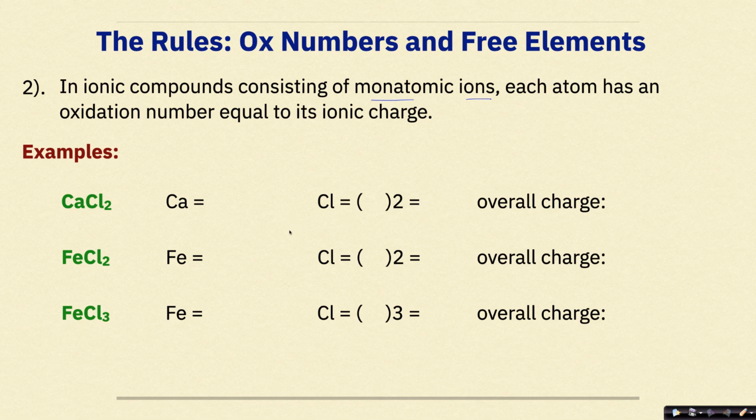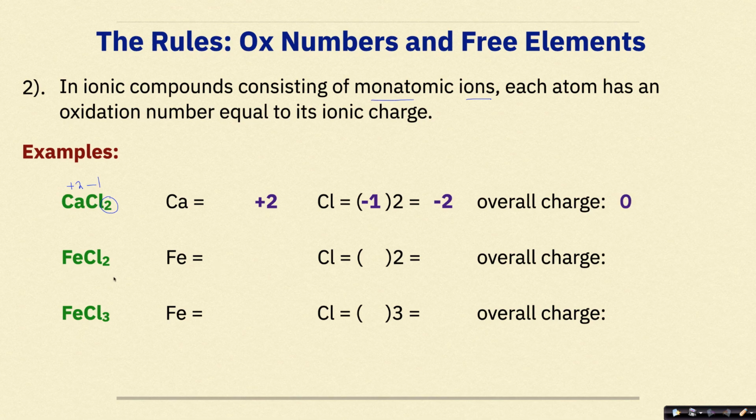So let's look at an example. CaCl2. The only charge that calcium can be is +2. So that's going to be +2. Now, the overall charge has to be 0. So chlorine, if calcium is +2, has to be -1. And then we multiply that -1 times 2 to give us -2. So +2 minus 2, overall charge 0.